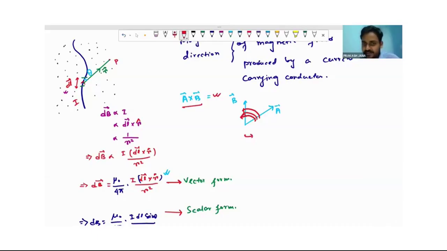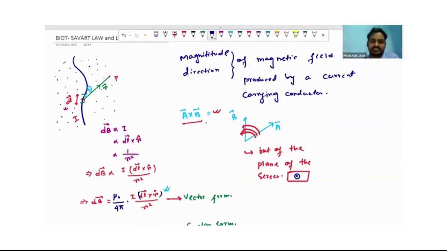In this case, a cross b is, as I can see, out of the plane of the paper. Here we are not using paper, it is a screen actually, so out of the plane of the screen. That we denote by a dot within a circle. So let us see what will be the direction of the magnetic field at point P due to this current carrying wire.